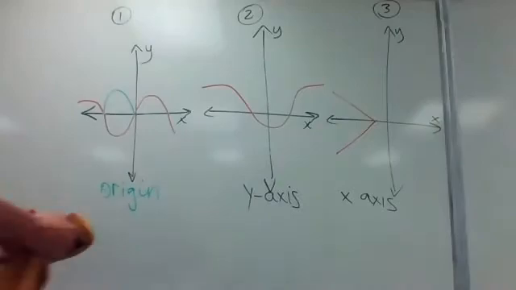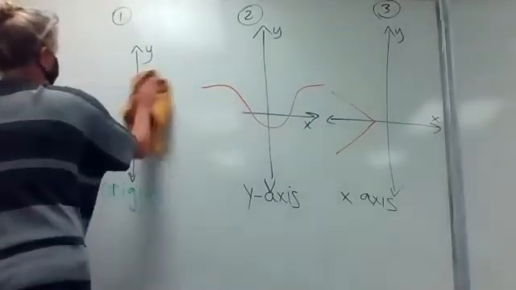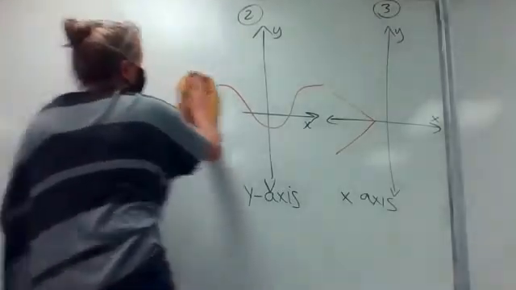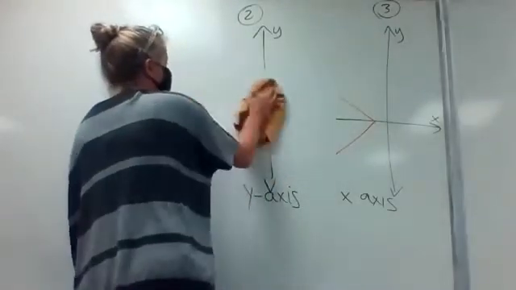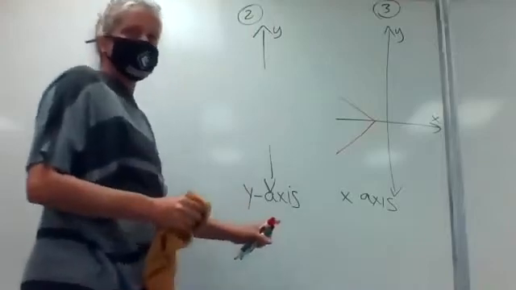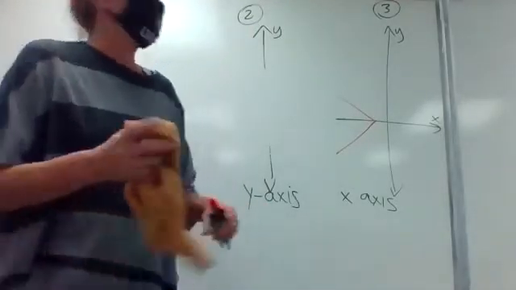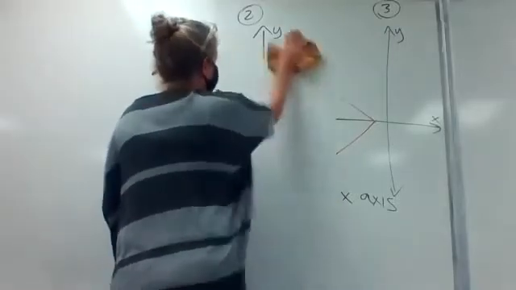Okay, 4 and 5. They don't ask me on 4 and 5 about the symmetry. They ask me if they are even or odd functions. Remember, y-axis symmetry is an even function and origin symmetry is an odd function. So let's see what these look like.